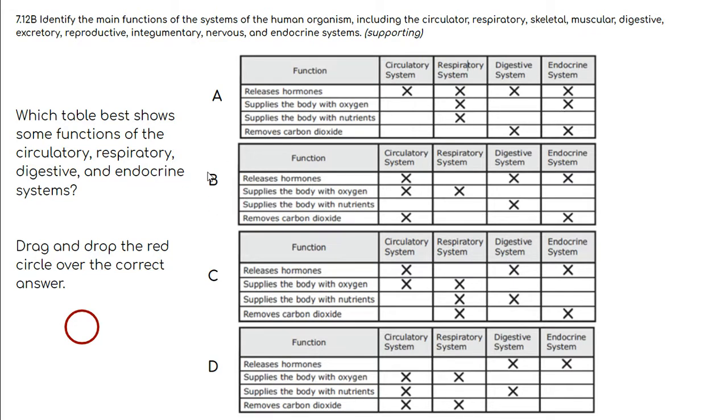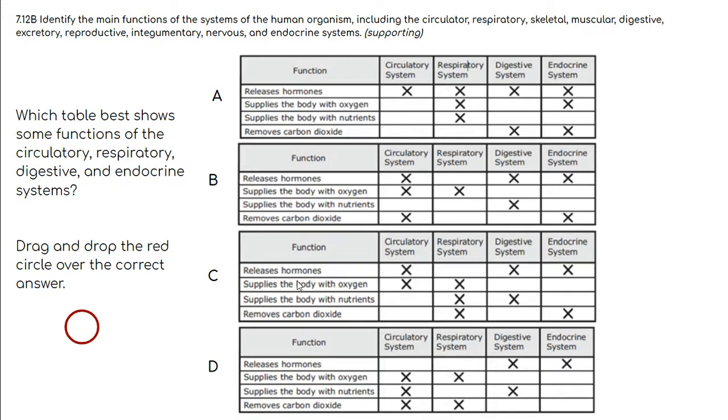All right, let's go to B now, and let's do the same thing. But let's work backwards this time and see some answer choices down here. Removes carbon dioxide. Okay, it's not your endocrine because that's hormonal and circulatory system carries, so this would be incorrect. Supplies the body with nutrients. Yes, it's your digestive, but it's also your circulatory as well because your circulatory system carries. So B would be incorrect.